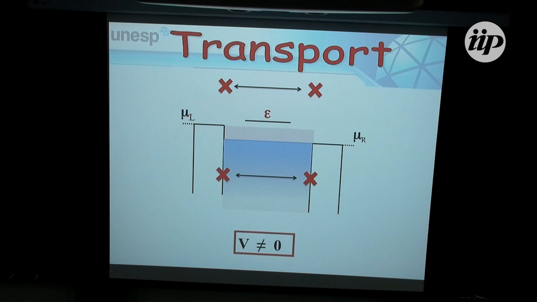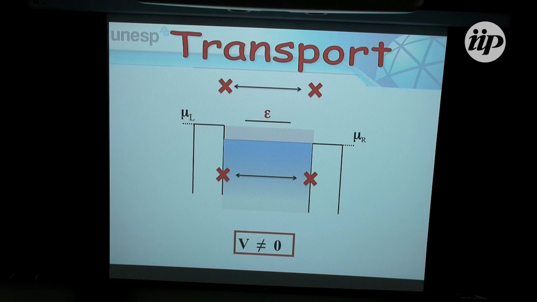There will be a tail here which has some contribution, obviously, because we're not going to calculate this. Everything is filled up to mu L, but you have a Fermi distribution. So the system is still in equilibrium, but at a temperature different from zero, so we have a Fermi distribution for these electrodes. So there will be some occupation here. But obviously, this occupation becomes exponentially small as you go further and further away from the chemical potential.